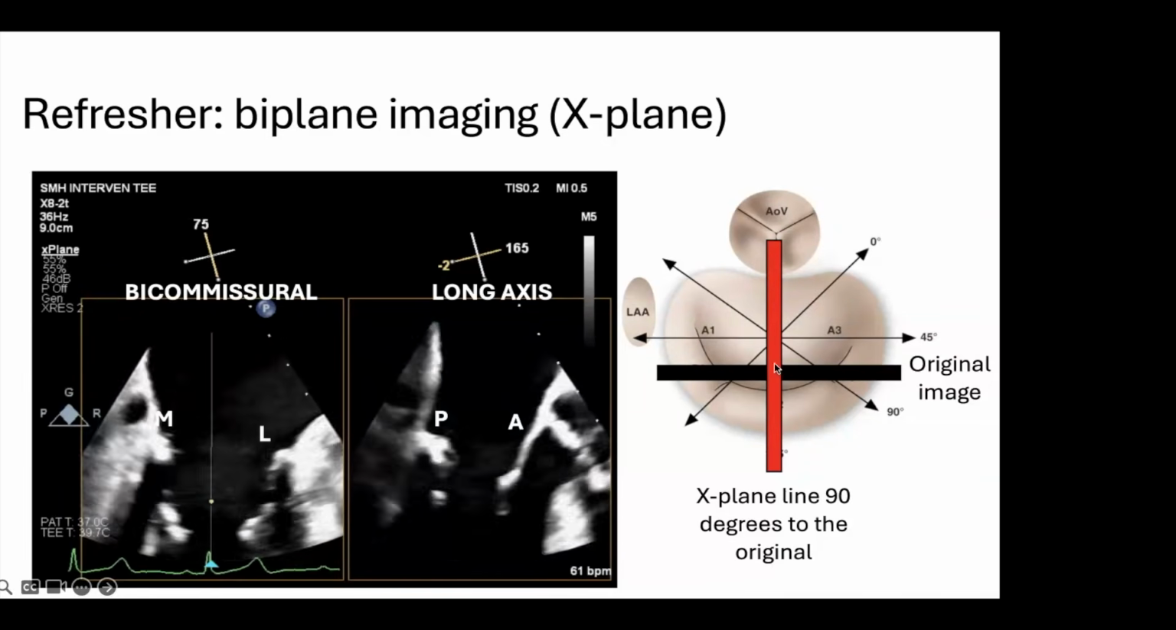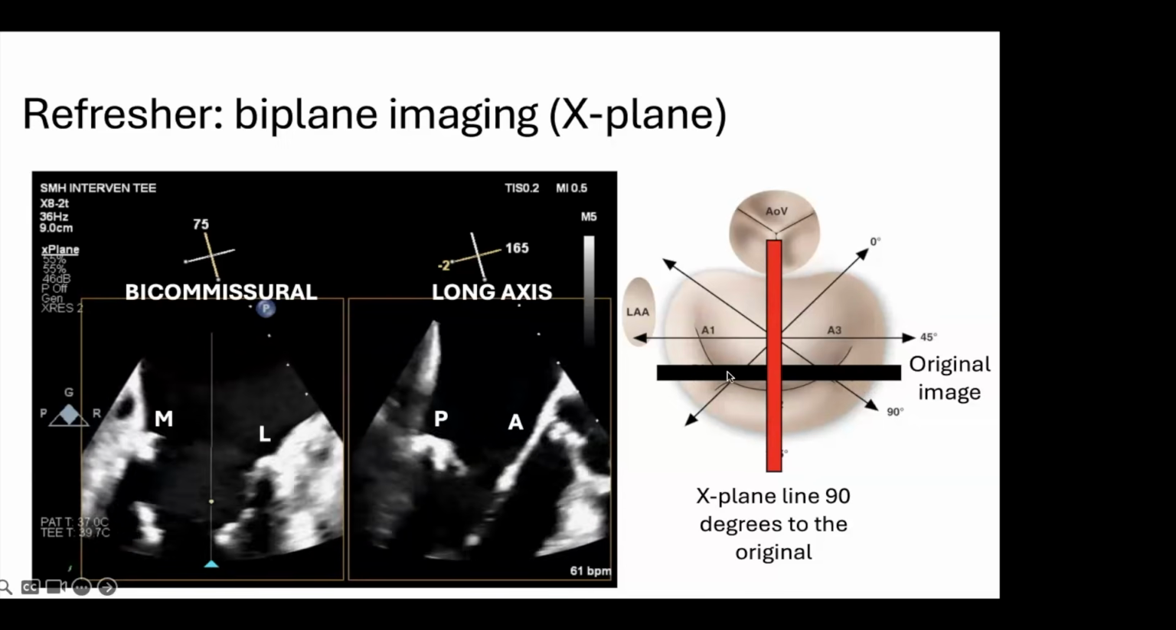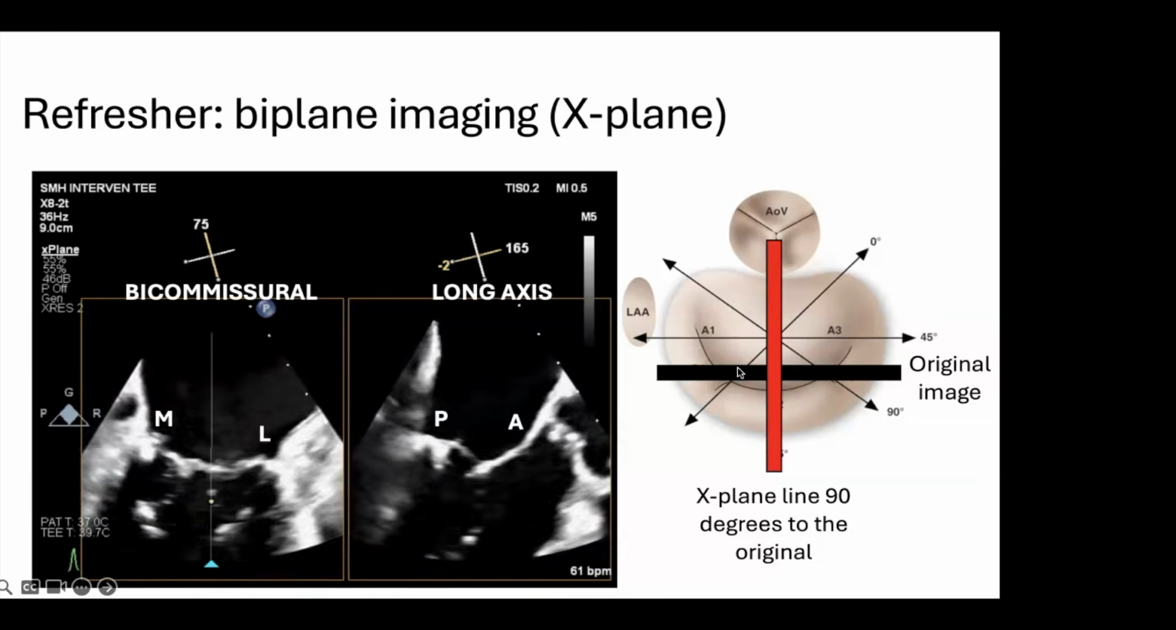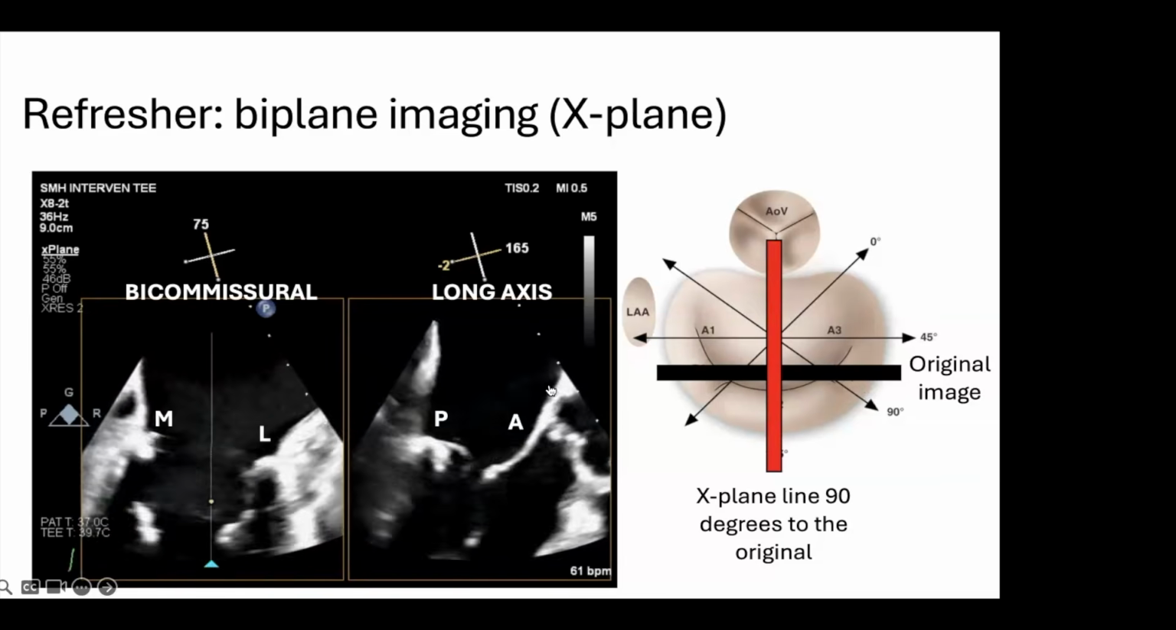L. And if we took a cartoon of the mitral valve, this black line would be where the bicom view is cutting. So it cuts along the commissure between the anterior and the posterior leaflet right in the middle, sort of here, and we were able to see both commissures and the coaptation points.